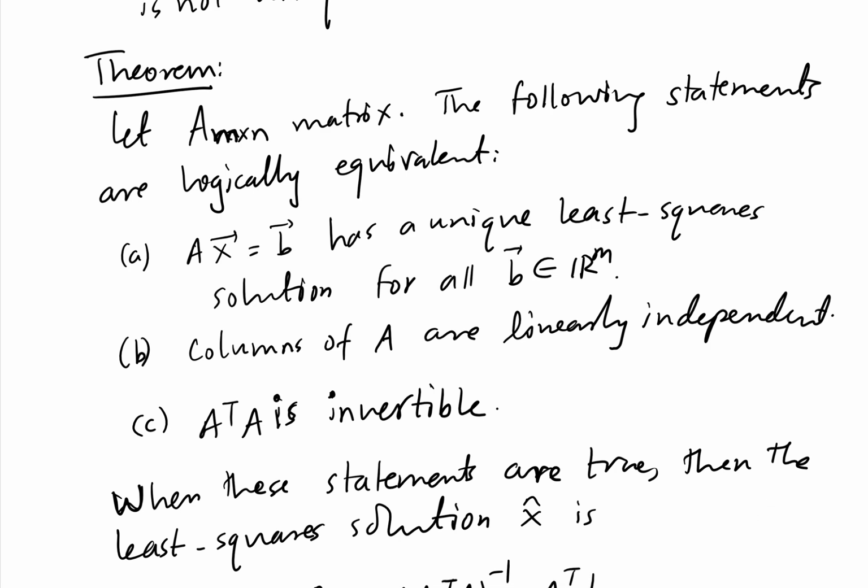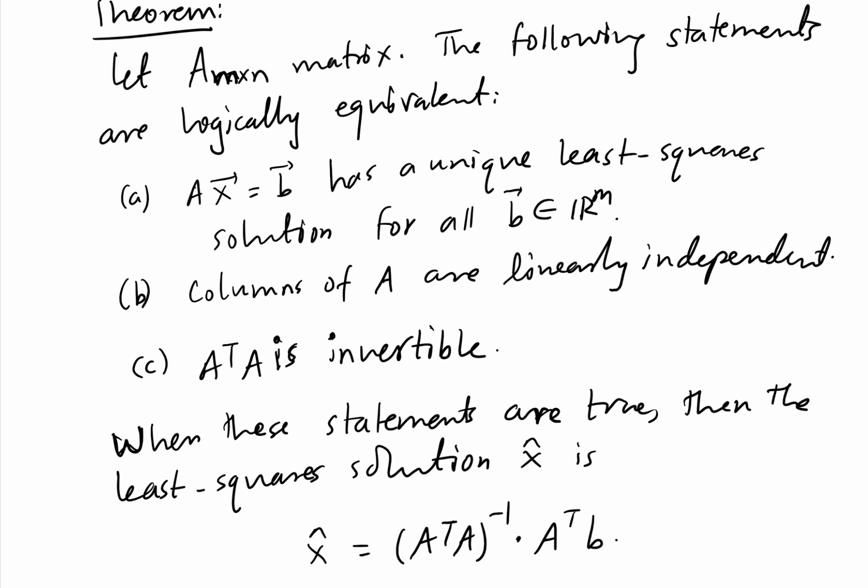In this case, when these statements are true, the least squares solution x hat is given by this equation that we showed you earlier: the inverse of A transpose A times A transpose b.